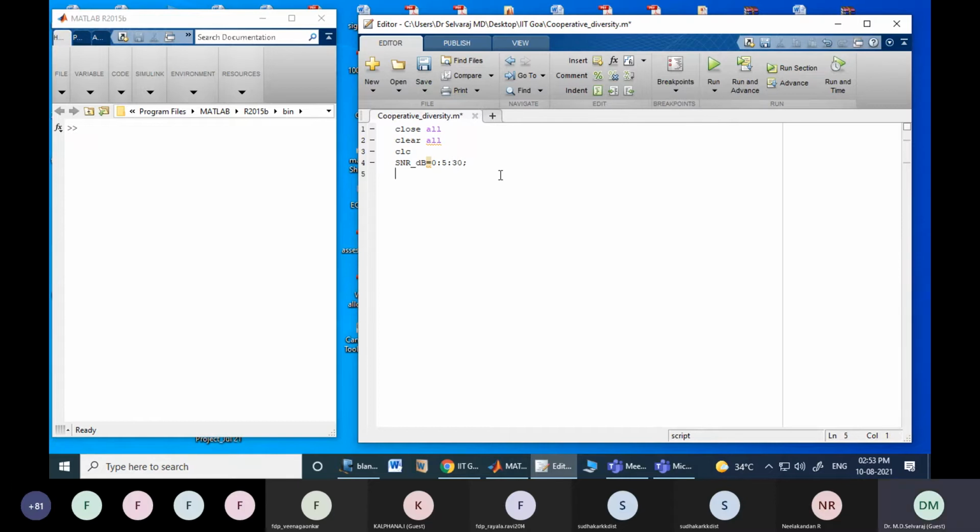Then number of symbols, N. Let us say 10,000 is the number of symbols. Fine. Now I am going to first start with the BPSK symbol generation.